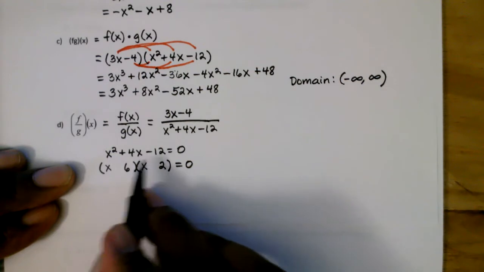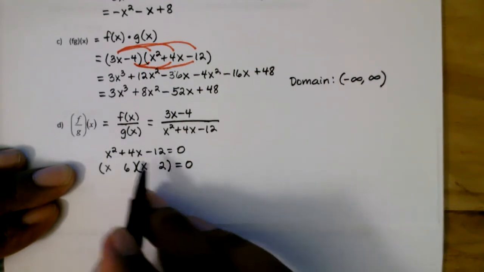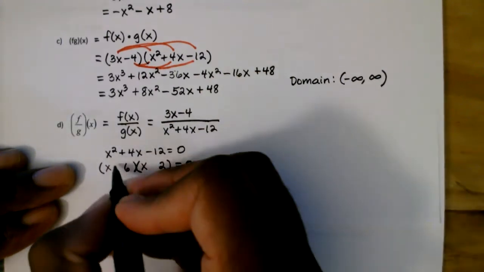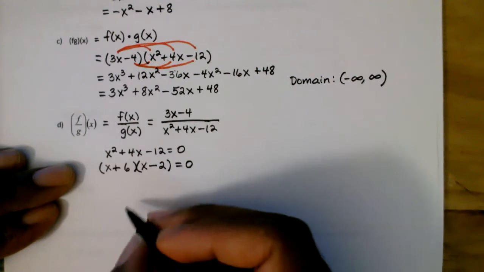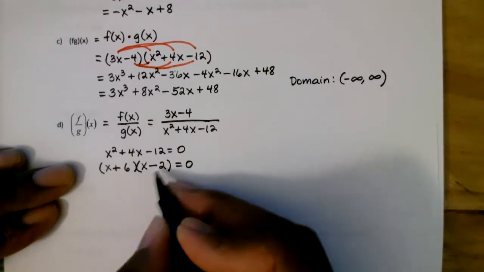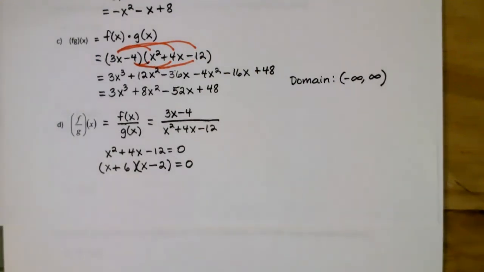Since the middle term is a plus and the last term is a minus, the larger of these two factors will take the sign of this middle term. So 6 will have to take the plus sign, and the 2 will have to take the minus sign. So here we got 6x minus 2x will give me 4x. So factored, it'll be x plus 6 times x minus 2 equal to 0.